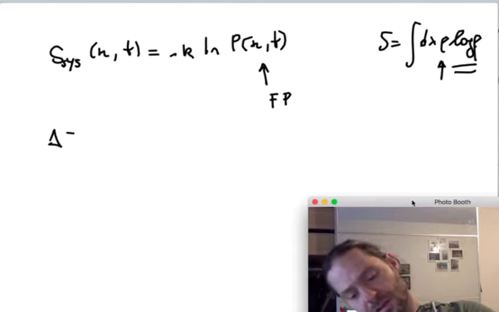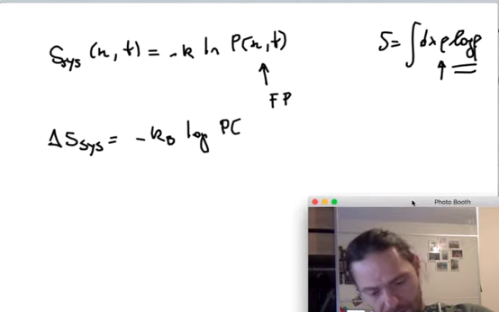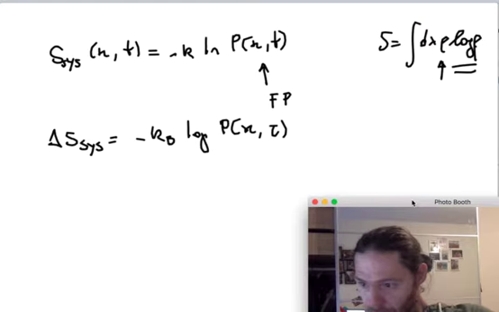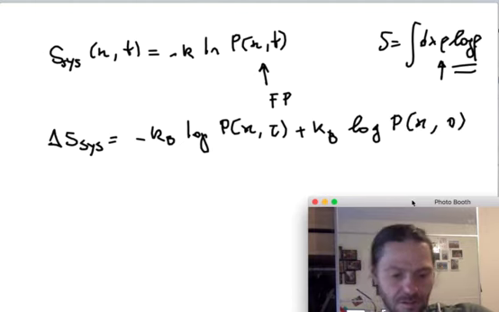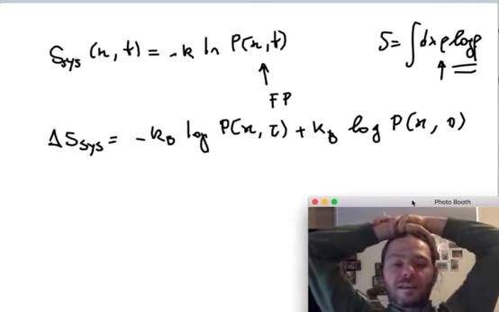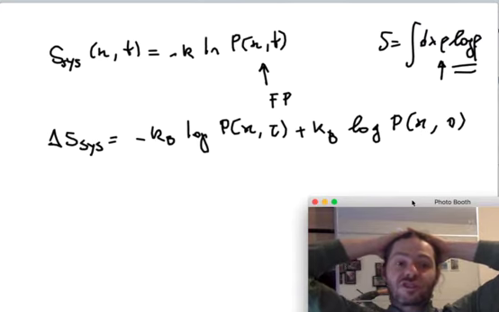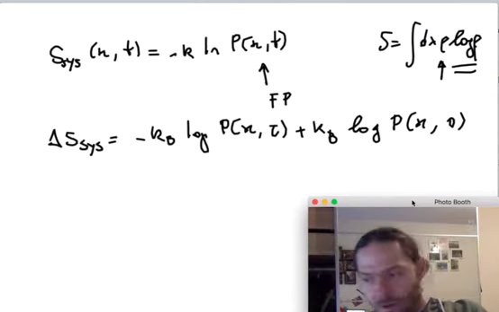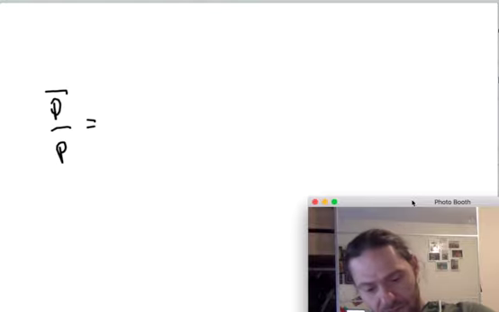So the change of entropy in the system is actually negative kB log. Now, with all this in mind, we are actually ready to define what a microscopically reversible system is. Well, a microscopically reversible system is one in which the total entropy change is zero. And if I go back to my previous equation, p bar over p equals e to the negative 1 over T.